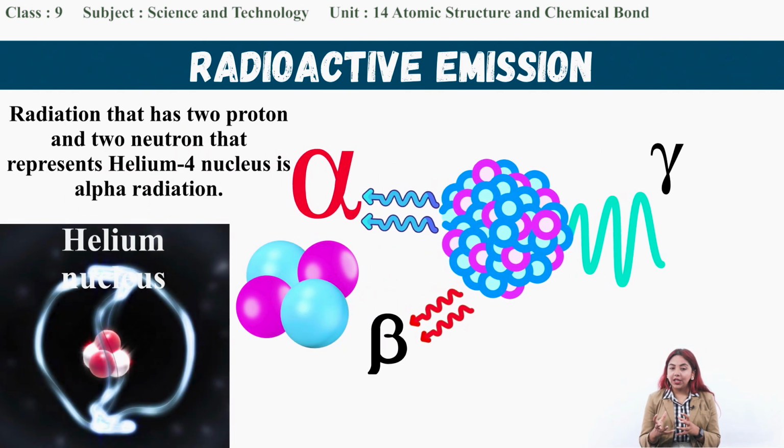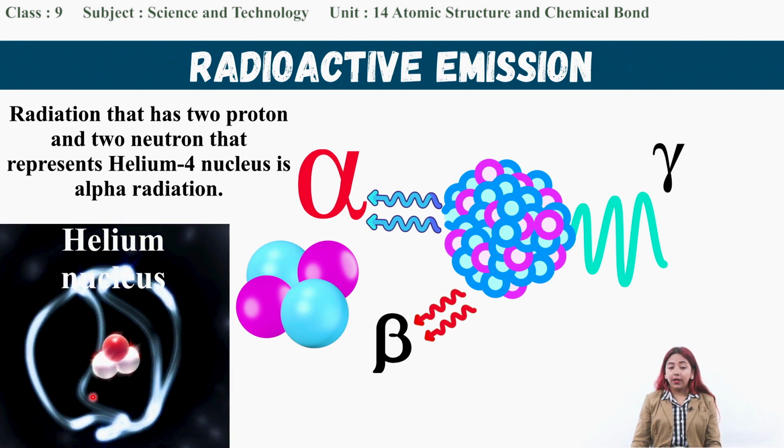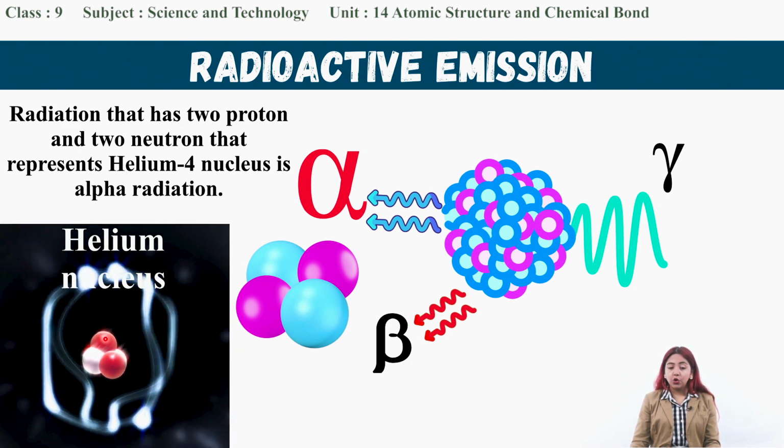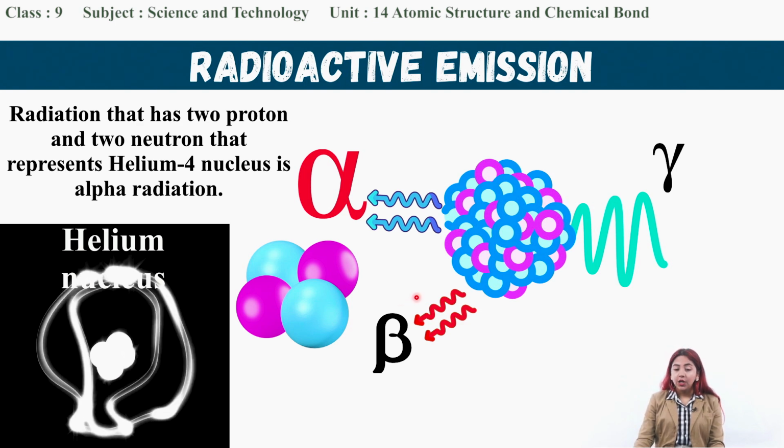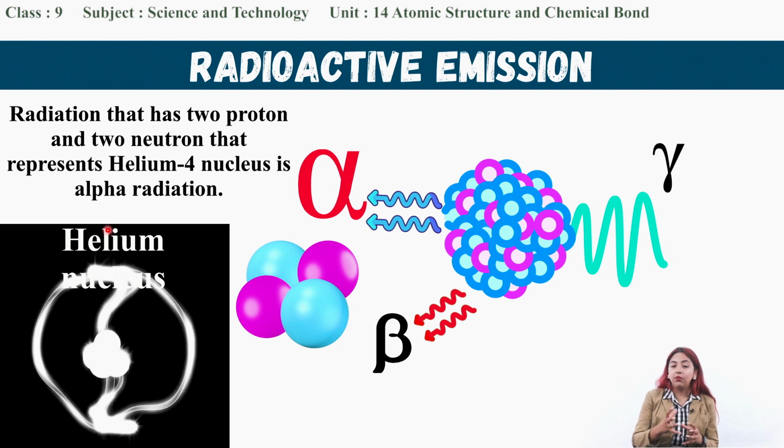So, alpha radiation is the radiation that consists of 2 protons and 2 neutrons. Now, which is the element that has 2 protons and 2 neutrons? Can you guess? Yes, it is the helium isotope. Here you can see the nucleus of helium. You can see there are 2 protons and 2 neutrons present. So alpha radiation is similar to the helium-4 nucleus. The radiation that has 2 protons and 2 neutrons and represents the helium-4 nucleus is known as alpha radiation.